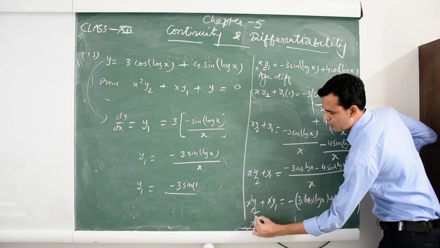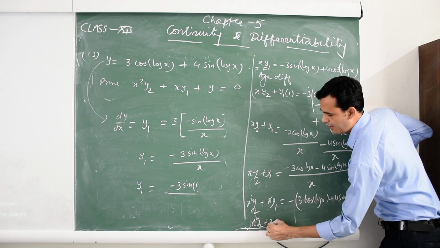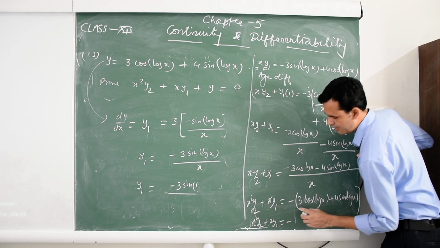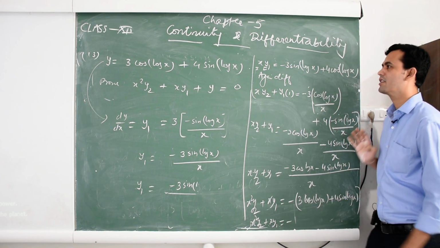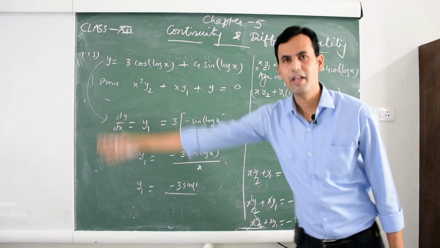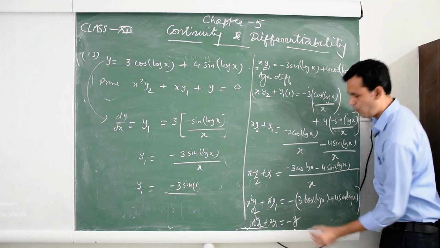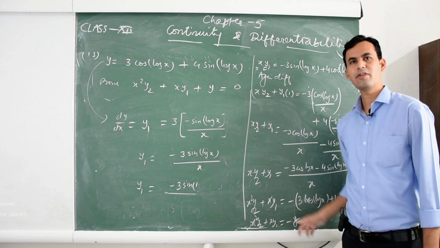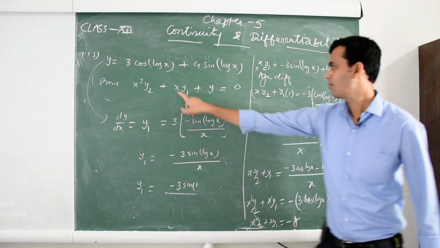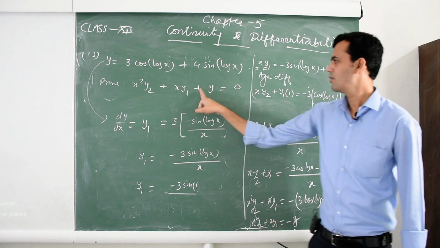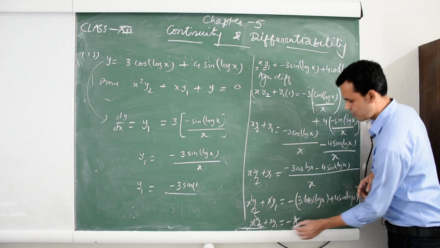So x square y2 plus x y1 equals minus this, 3 cos log x plus 4 sin log x is the value of y. So we put it as y, and if we take this minus y in LHS, then we get x square y2 plus x y1 plus y equals 0. So this we had to prove.